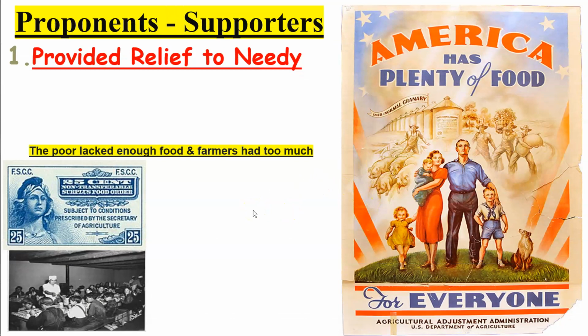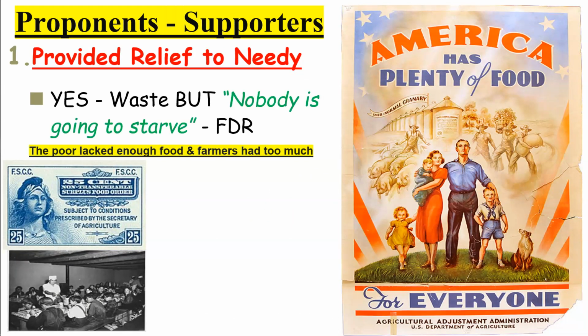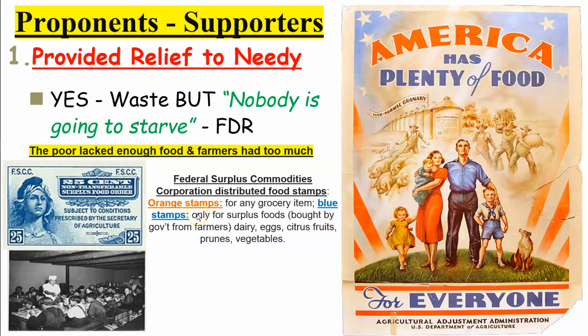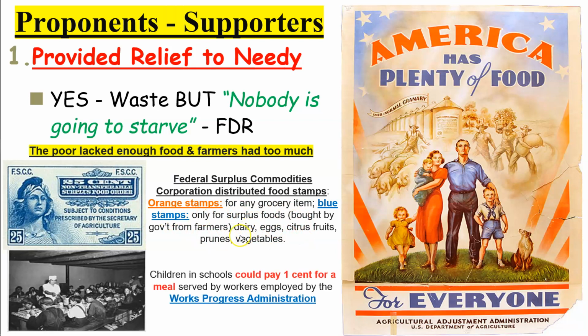Supporters say it provided relief to the needy. No one starved. FDR said no one's going to starve, although there were people who were going hungry, and no one did starve really, directly, I guess you would say. But the federal government does buy up surplus food and offers things like food stamps. If you got a food stamp and you qualified for it, you get any grocery item or certain grocery items, depending on the color of your stamp.